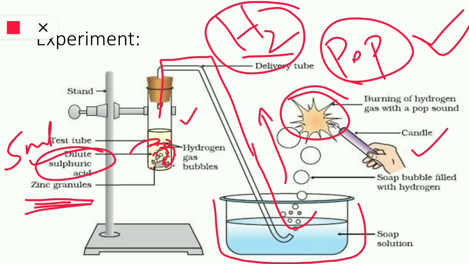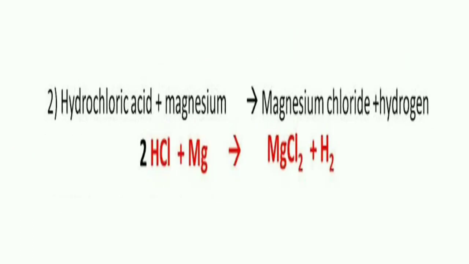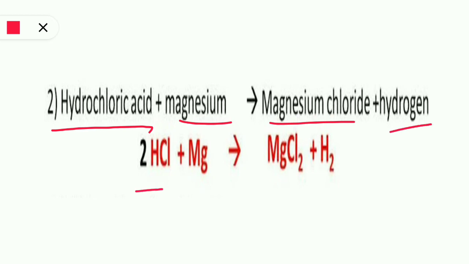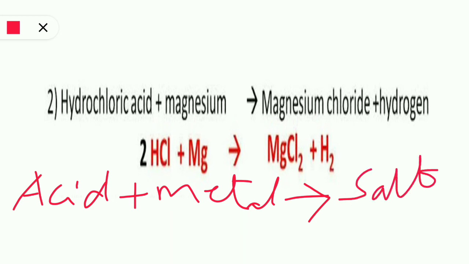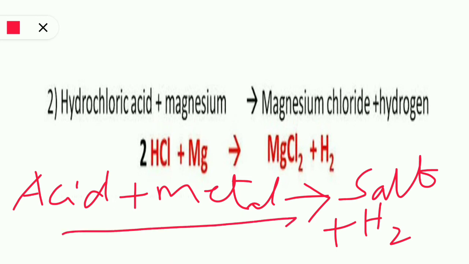Understood children? One more example we'll see. If you take dilute hydrochloric acid and it reacts with magnesium, it gives magnesium chloride plus hydrogen gas. Like HCl reacting with Mg, a metal, gives magnesium chloride, a salt, plus hydrogen. So the general equation is, when any acid reacts with a metal, it gives salt plus hydrogen. You have to remember this general equation. Okay children.